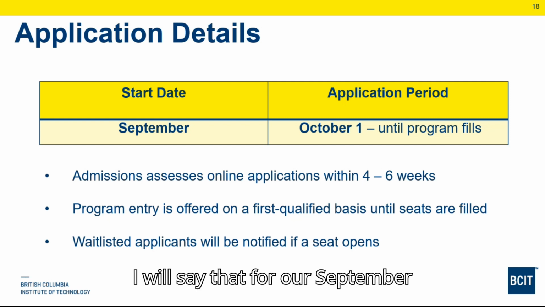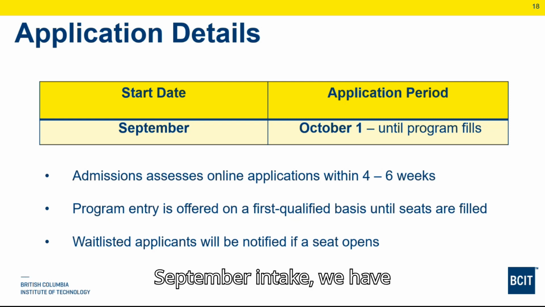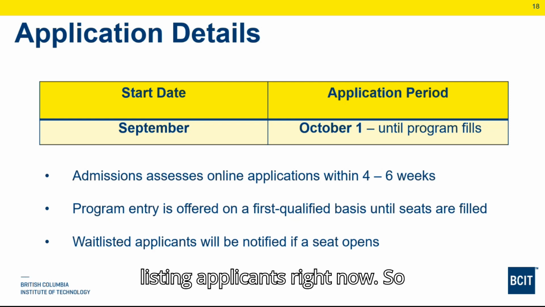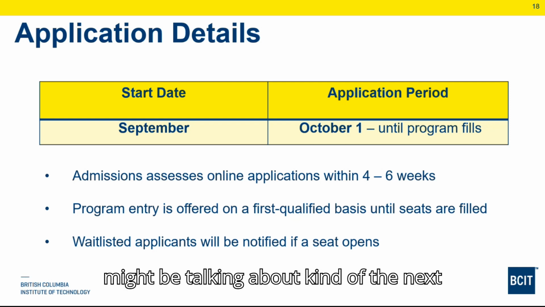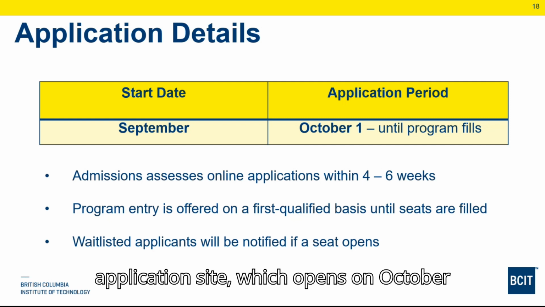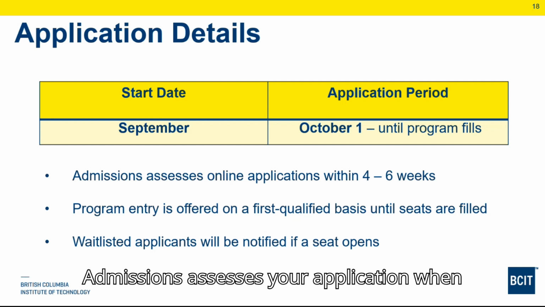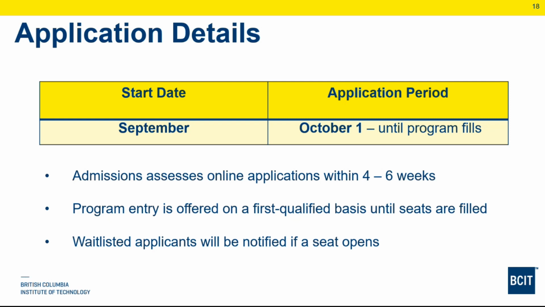I will say that for our September 2025, so this year's upcoming September intake, we have filled our seats and we are waitlisting applicants right now. So depending on where you are right now, we might be talking about the next application cycle, which opens on October 1st, which isn't that far along. Admissions assesses your application when you apply, and typically within 4 to 6 weeks, they'll have it assessed. And after they assess, they send it over to the program for department review.